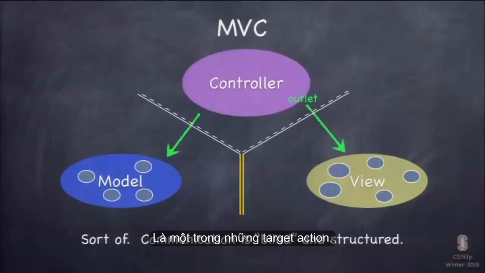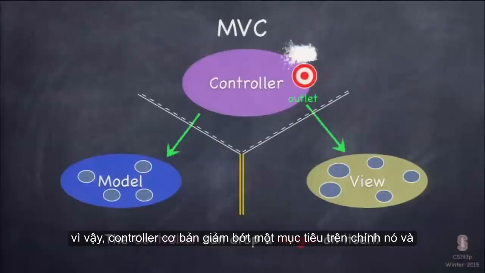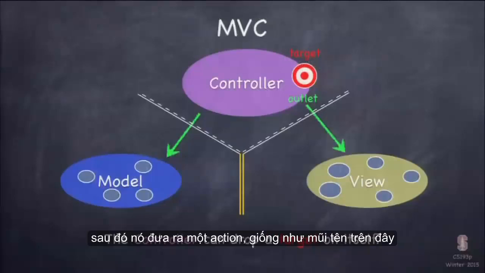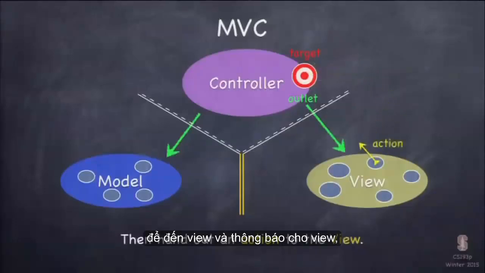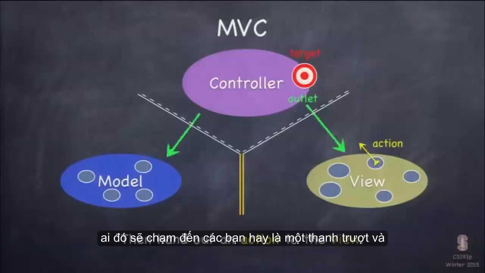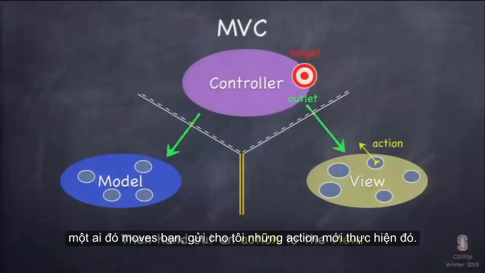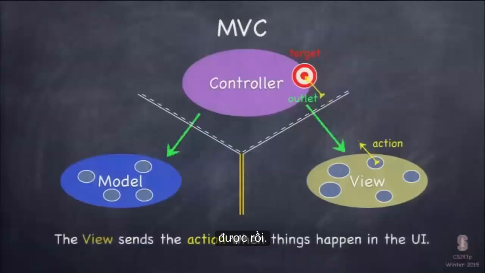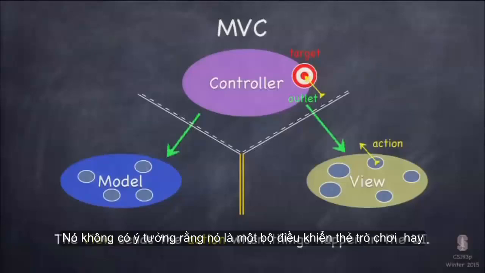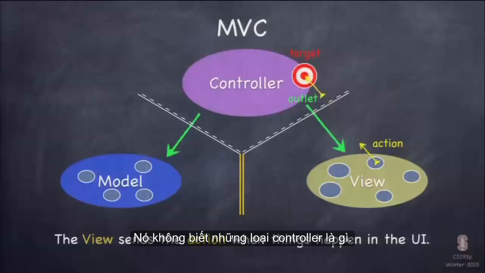So what's an example of a structured way? Well, one is called target action. So the controller basically drops a target on itself, and then it hands out an action, which is like an arrow, to the view, and says to the view, okay, when you do what you do, like you're a button and someone touches you, or you're a slider and someone moves you, send me that action. Okay? So in this way, the generic button or slider is communicating back to the controller. It has no idea that it's a card game controller or a space game controller. It doesn't know what kind of controller it is. All it knows is that when something happens in itself, boom, it sends a message to the target. So that's a blind, simple, structured way for the view to communicate with the controller.